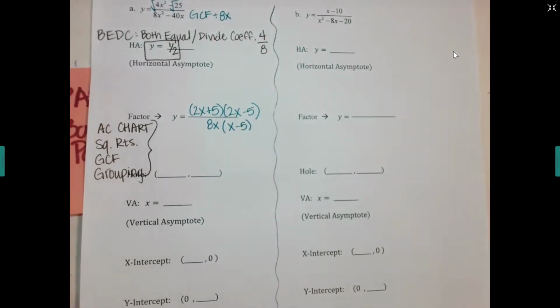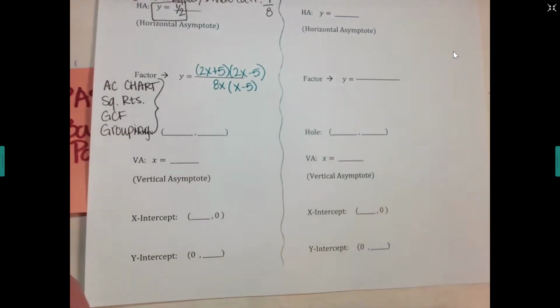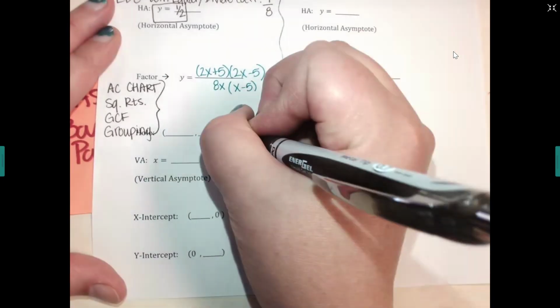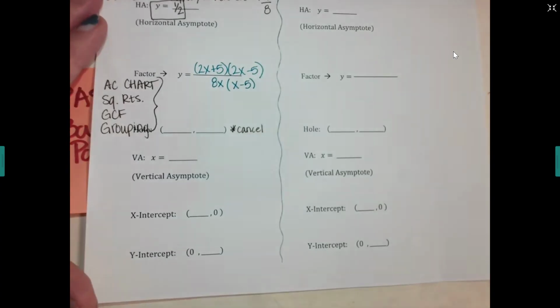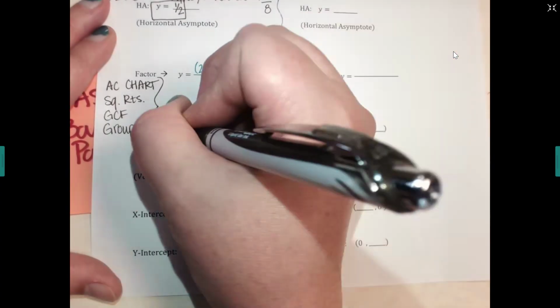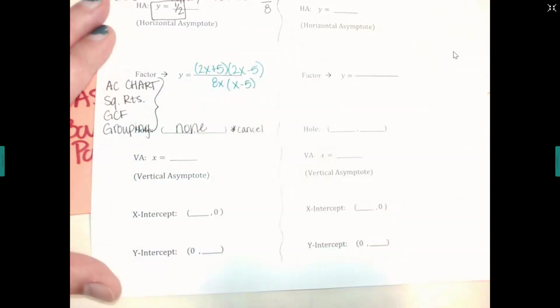Okay? All right, the next feature, hopefully you didn't write on yours. I kind of scribbled over mine. But for holes, those are the ones that cancel. So for this question, is anything going to cancel? Then what are we going to put for that? No. None. Okay.